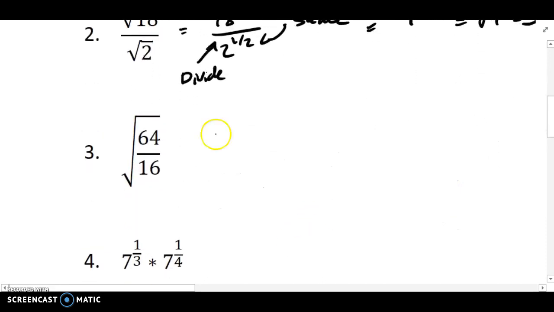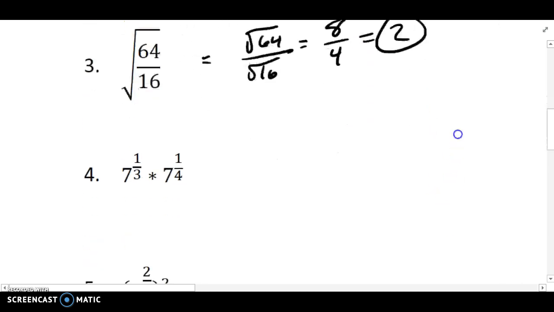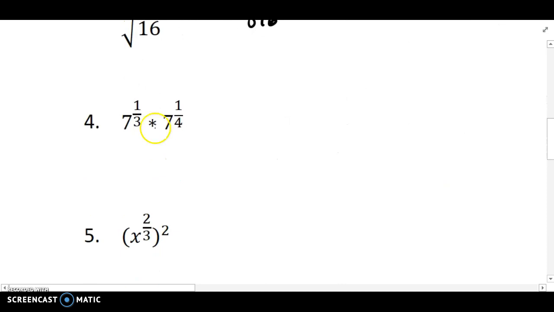Number 3 is a little interesting. They have a big square root. Just remember, a big square root can be broken up into 2, so we can actually break this up. Square root of 64 is 8. Square root of 16 is 4. So this becomes 2. Notice here that these are different now. These are different.